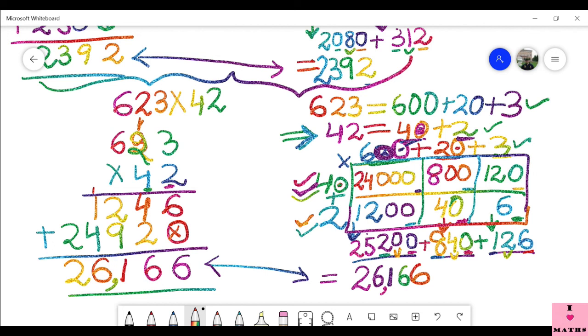So children, for multiplication it is very important to learn multiplication tables. So I request all of you to revise the tables daily so that your multiplication should be correct.